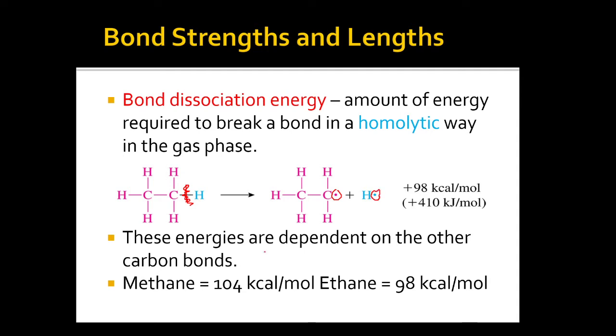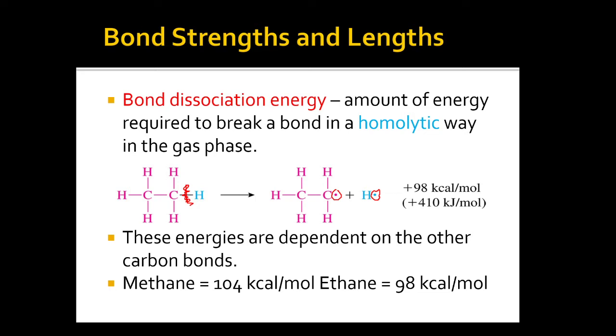Now this isn't the ideal way of breaking things, homolytic. They usually break heterolytic, where one side takes both electrons and one side's short. We would create like a carbanion here and a proton over here. But bond dissociation energy, how much energy is required to break the bond, is usually measured as the energy required to break a bond in a homolytic way, where each side gets an electron.